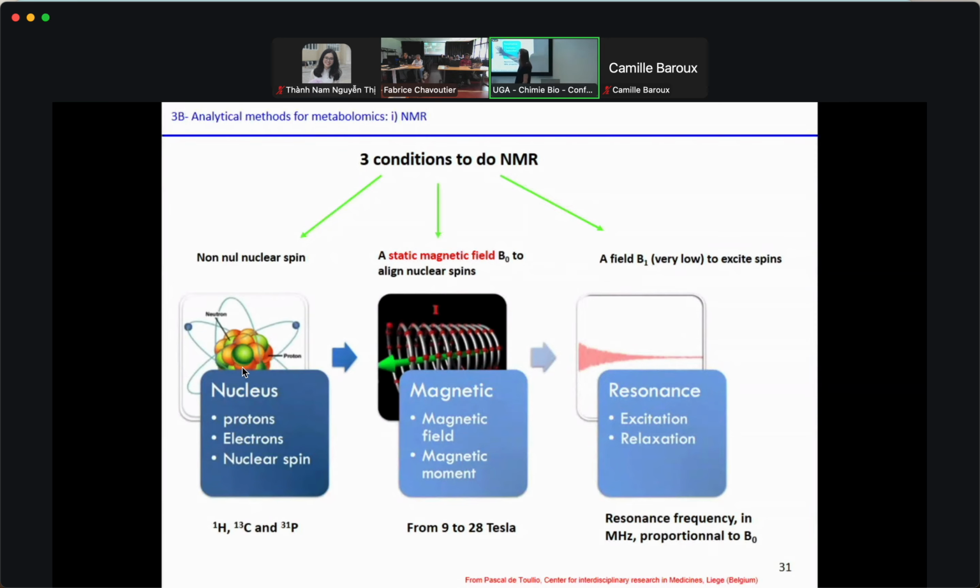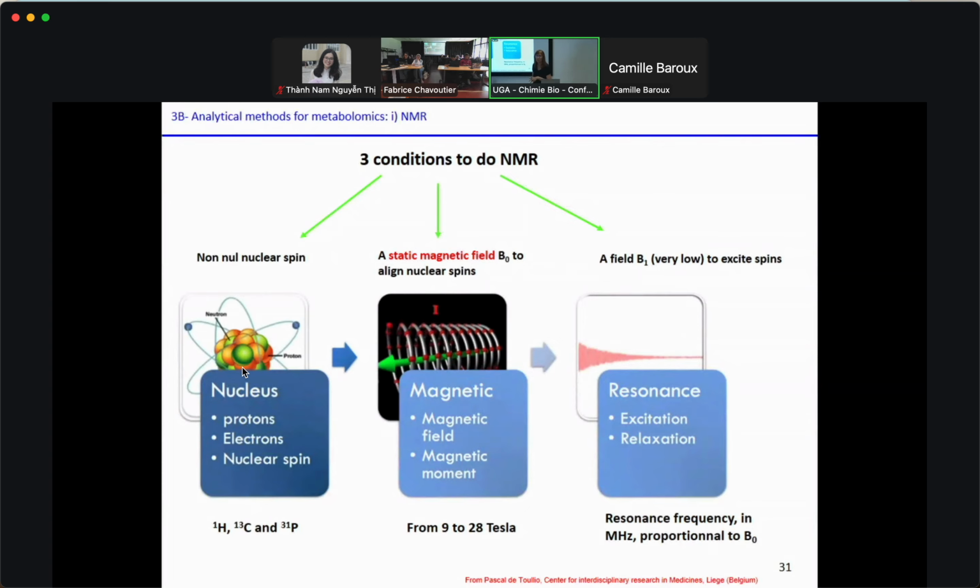It is necessary also to have a static magnetic field. This is what I said before. For imaging, there is a big magnet, so you go inside the magnet. This is a static field. And when we put these nuclei into the magnetic field, they align along the magnetic field. And the third condition is to excite these spins to produce a resonance frequency.